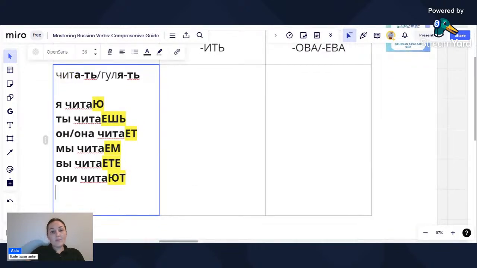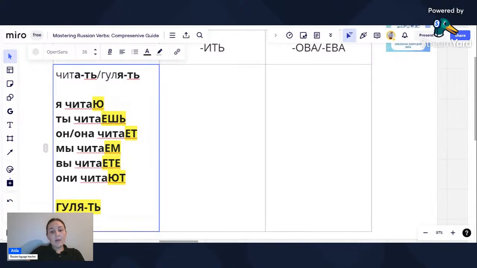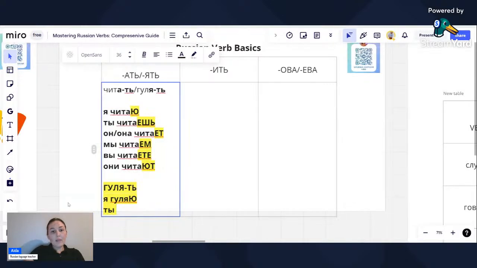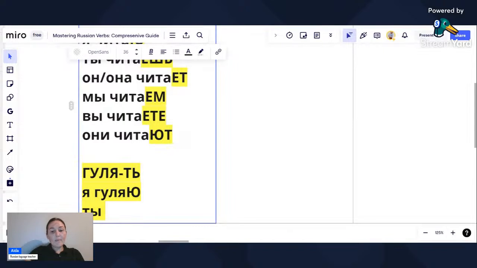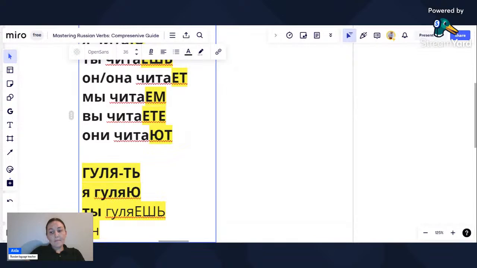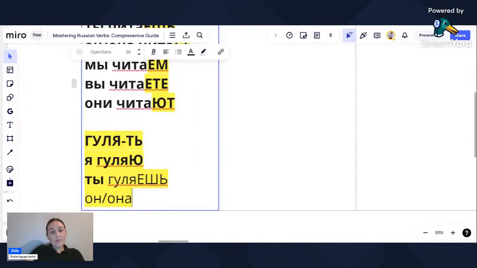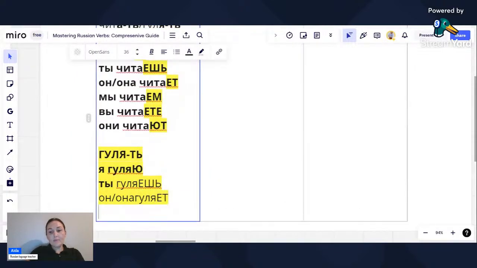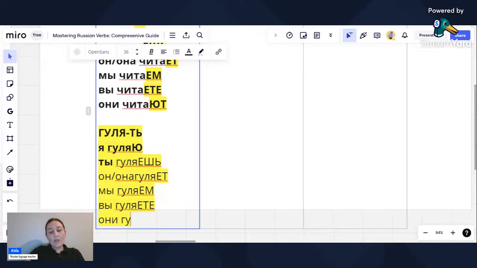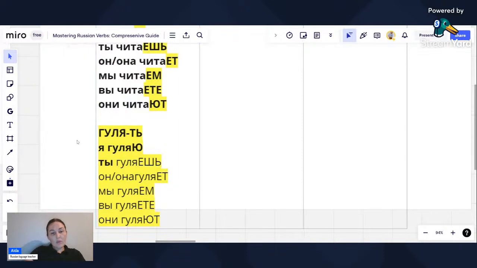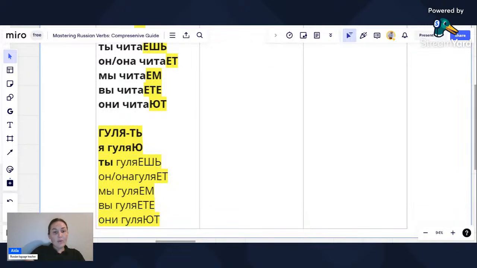The same thing with the verb гулять. Let's change it together. The first thing you have to do is cut this т, and you have this part гуля, and you have to use it. Я гуляю. Ты, let's work together, and you can change this verb with me. Ты гуляешь. Он, она, he or she walks, да, он, она гуляет. Мы гуляем. Вы гуляете. И они гуляют.